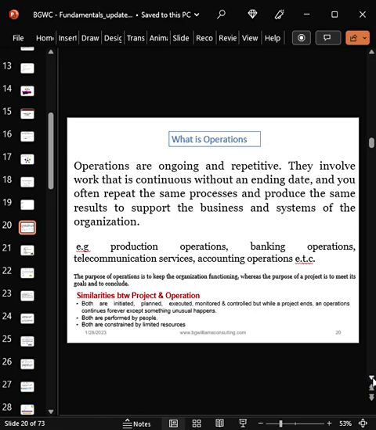We now know what a project is. We now know the characteristics of a project, and we now know how to determine if a task assigned to us is a project or not. And we now know what a business value is and how important it is to the project manager. Now we want to look at operations.